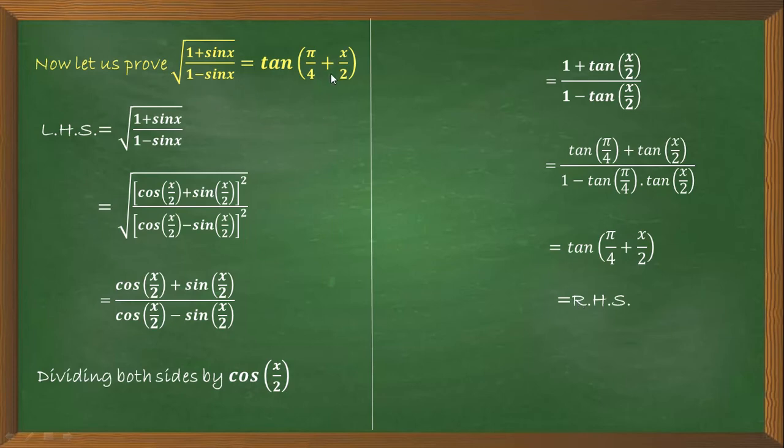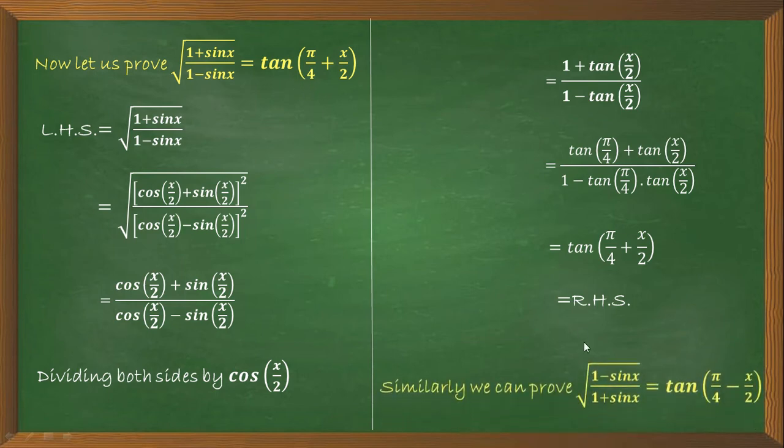Now if you prove this trigonometric relation, similarly we can prove this part also. If it is root of 1 minus sin x upon 1 plus sin x, then after the same simplification you will get tan of pi by 4 minus x by 2. So this is a very useful trigonometric relation that we have proved here.